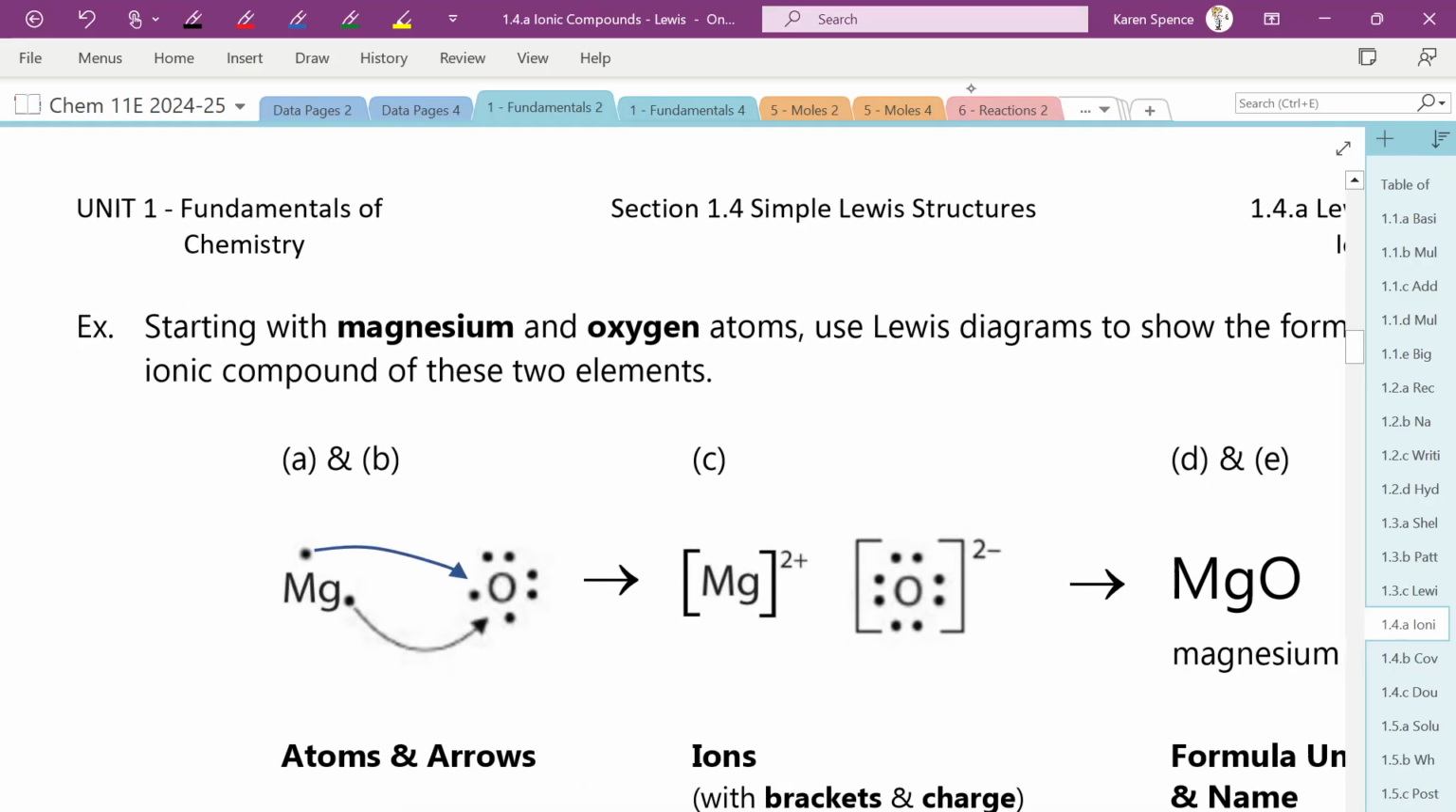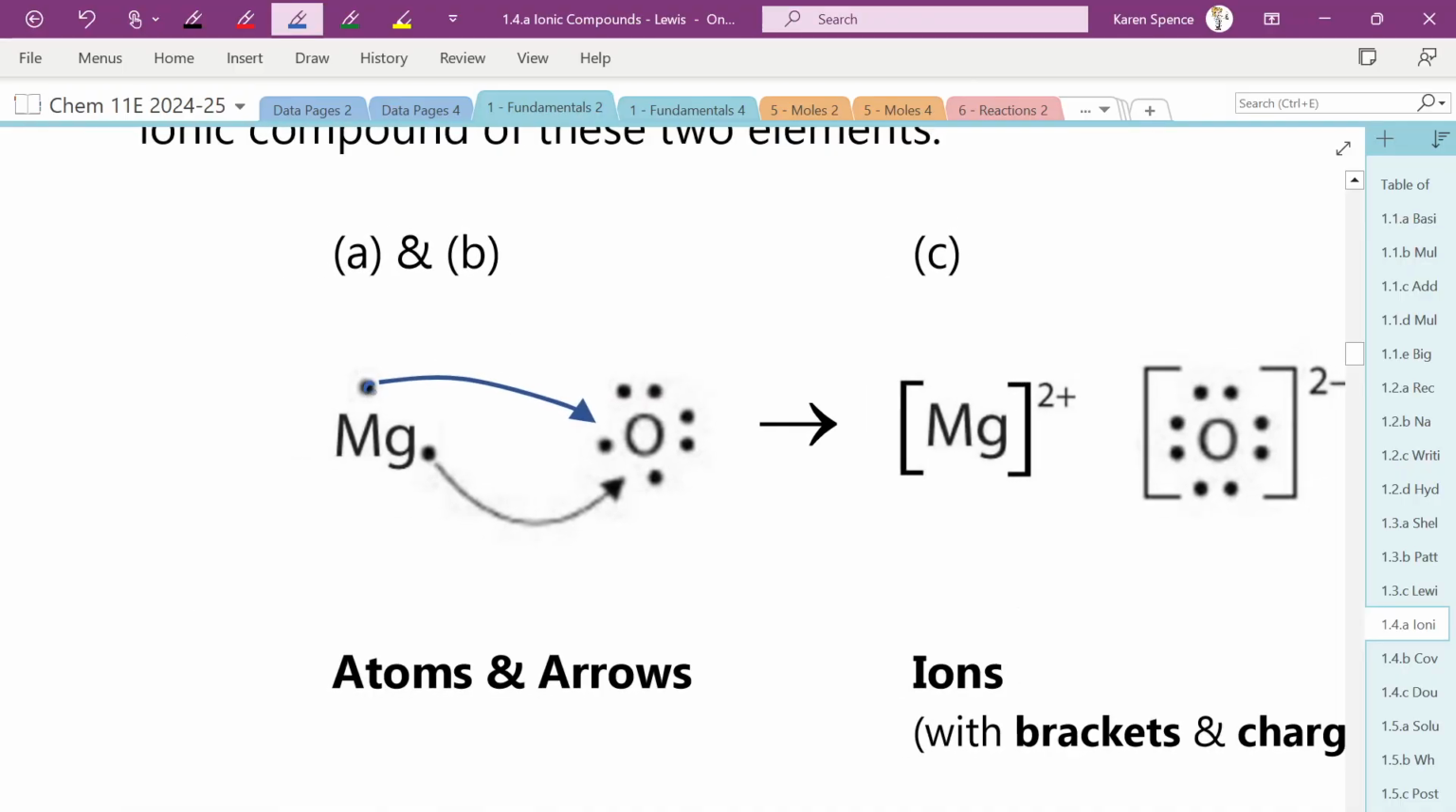Now, if we start with magnesium, magnesium is in group 2, so it has 2 electrons. Yes, and oxygen has 2 empty spaces. Right, because it has 6 valence electrons being in group 16. And so magnesium can easily fill those in. That empties out magnesium's valence shell, and it fills up oxygen's valence shell. Is that good? Okay.